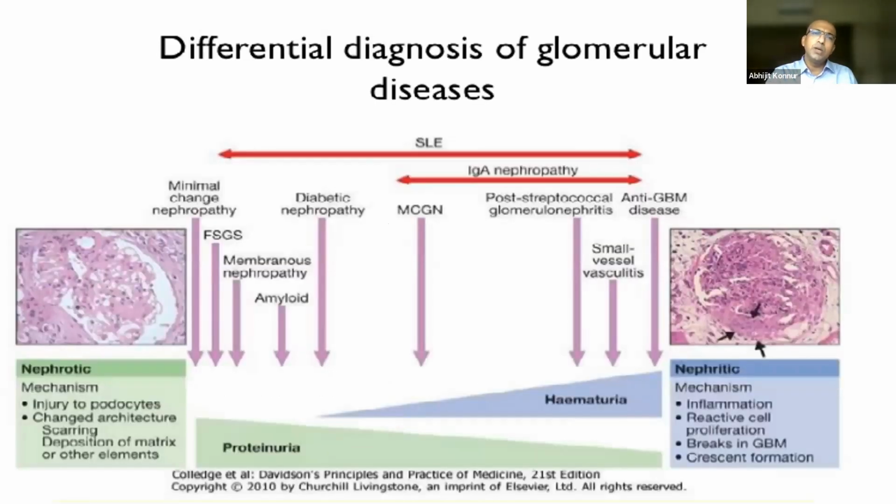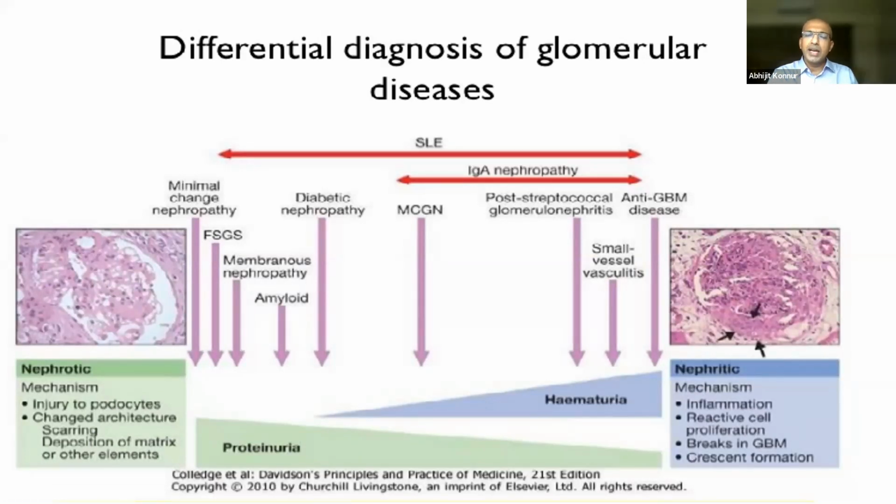And this is actually the holy grail of glomerular disease. Essentially, if the disease involves injury to the podocytes, it leads to scarring, deposition of matrix, and this typically presents with proteinuria. These are on the left-hand side: minimal change nephropathy, FSGS, membranous nephropathy, and amyloid. Diabetic nephropathy also forms the commonest cause of nephrotic syndrome in the world as of today.